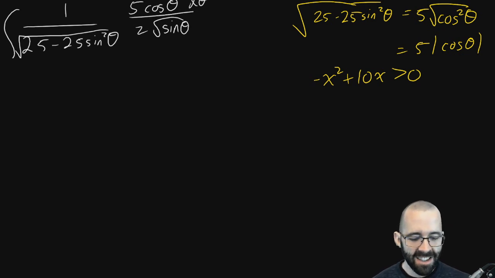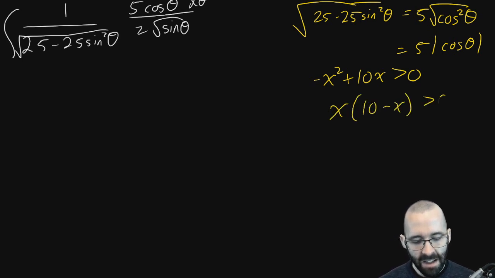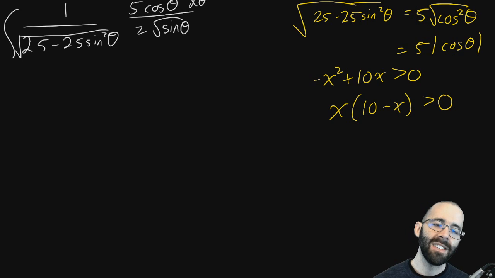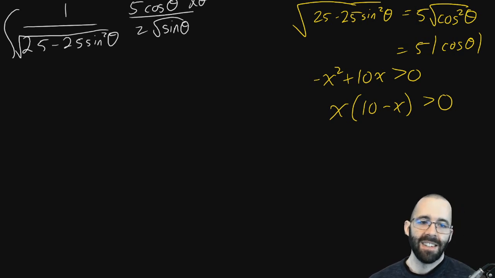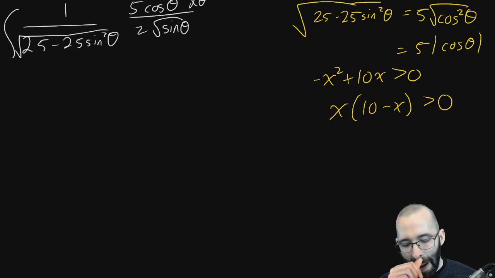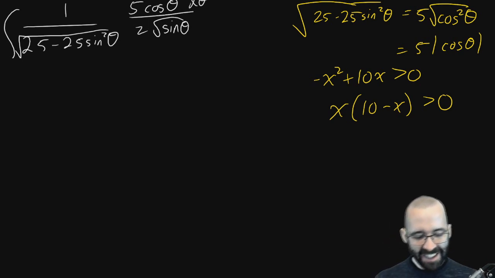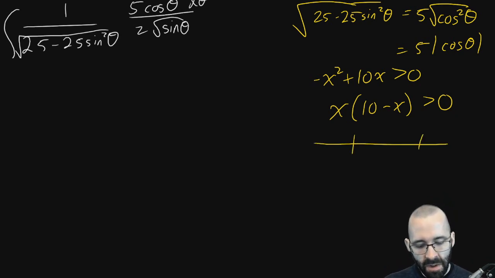And this is kind of hard to do. Factor out an x. We need this to be positive. So these are kind of tricky to do. One of the ways is, since this is a continuous function, something will happen when x is 0 and something will happen when x is 10. You just plug in some points.